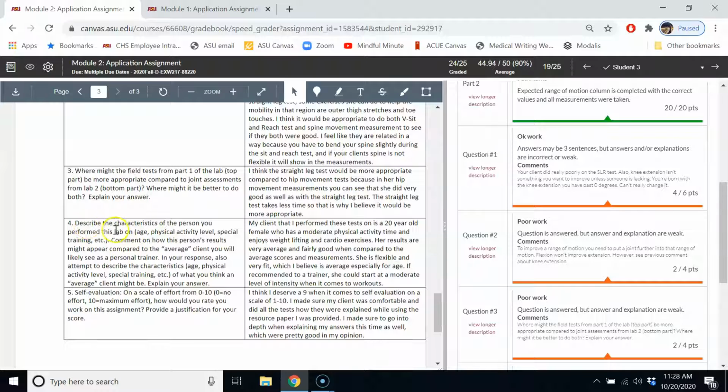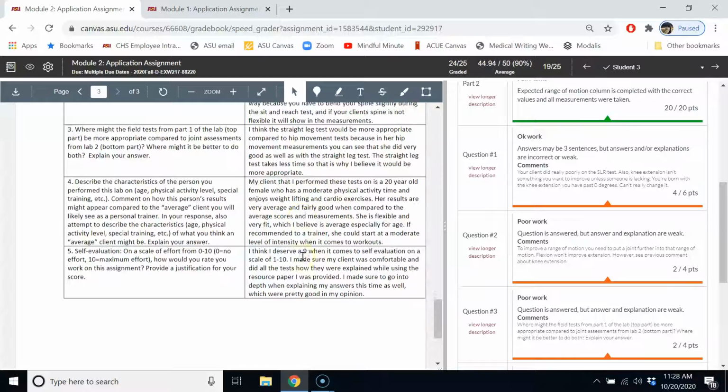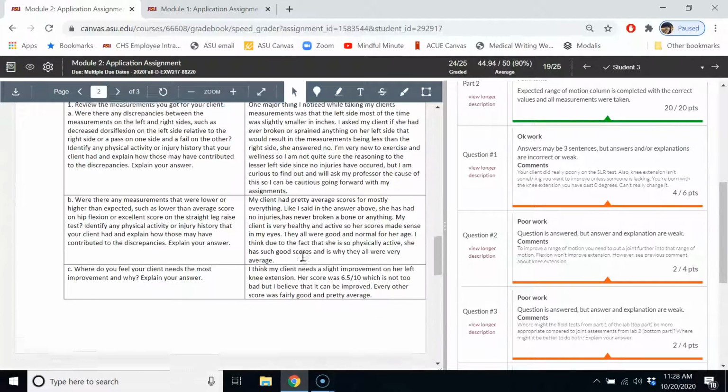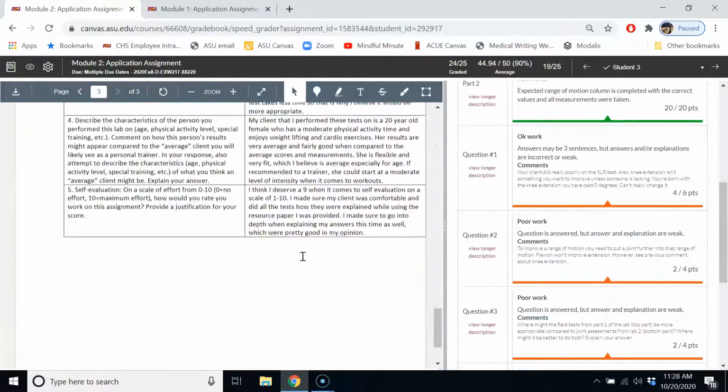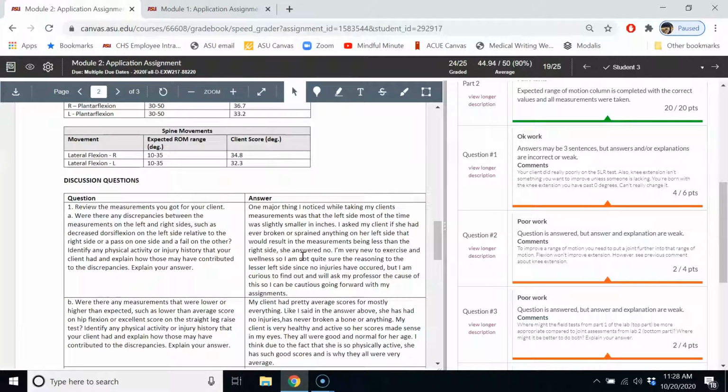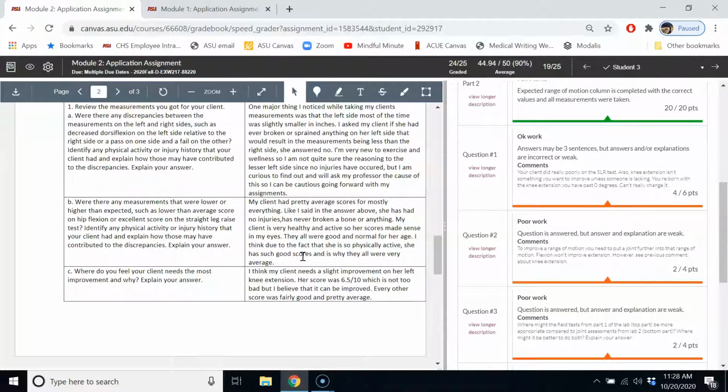What are the characteristics of the person you did the lab on? And then what do you think an average client, as either a health coach or a personal trainer, is going to look like? And let's think about that. Let's talk about that. Okay, so here I love to see the student's thought process. So write as much as you want. I think it helps you, and it helps me see where you're coming from.